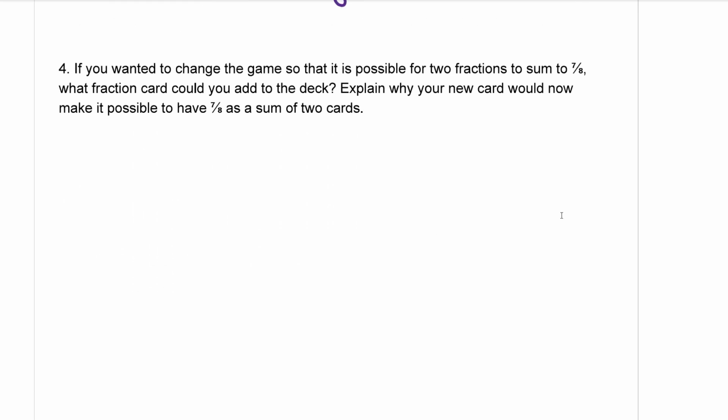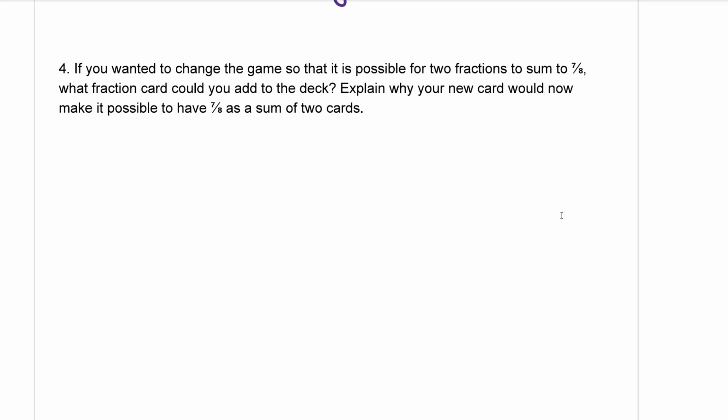Number 4. If you wanted to change the game so that it is possible for 2 fractions to sum to 7/8, what fraction card could you add to the deck? Explain why your new card would now make it possible to have 7/8 as a sum of 2 cards. So, what card could we add to the deck, Mr. Schmidt? Well, I know that 1/2 is 4/8, so if I had a 3/8 card, I could do this.